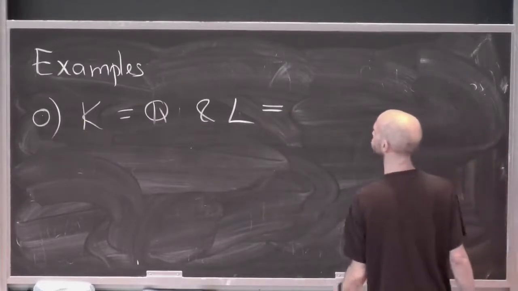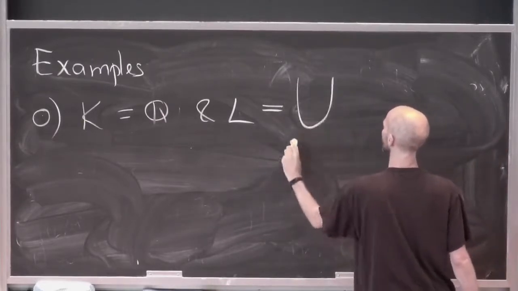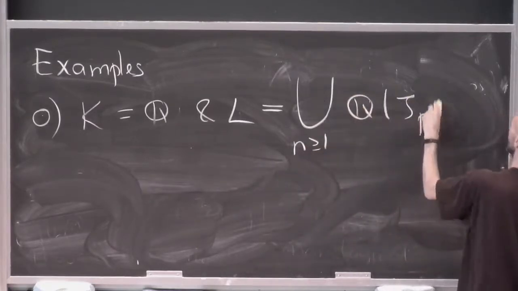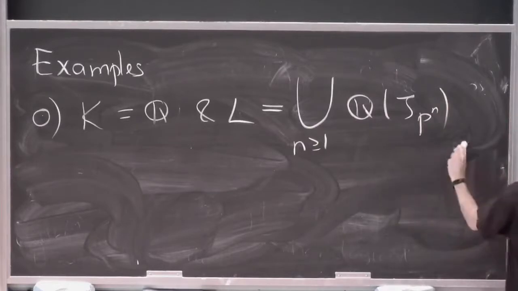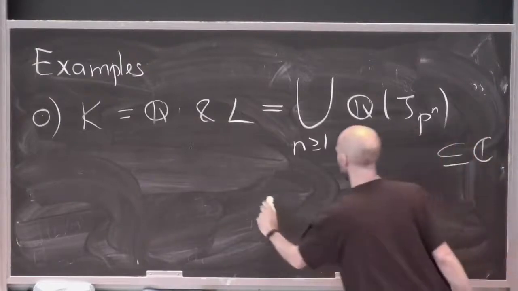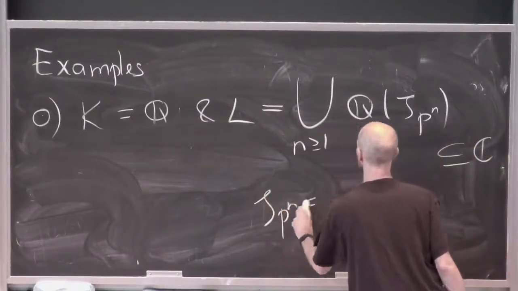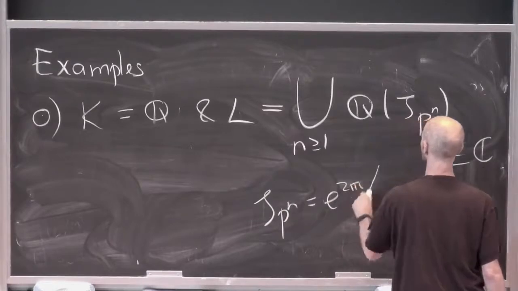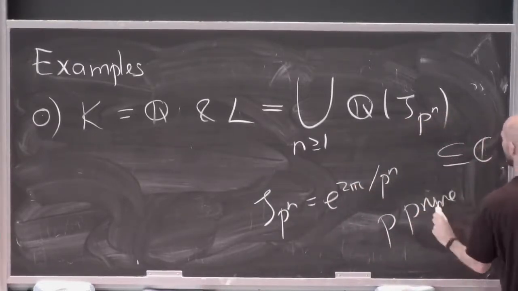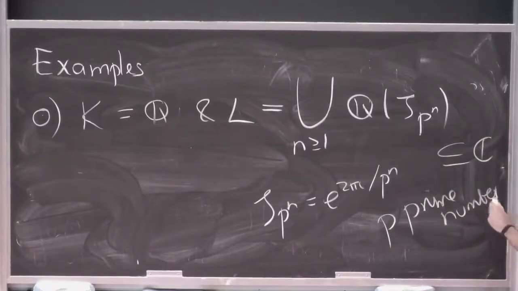Let's take the union for n at least 1 of Q(ζ_{p^n}). We can build this in the complex numbers. So we could let ζ_{p^n} be e^{2πi/p^n}. Here p is a prime number. So these are cyclotomic fields.